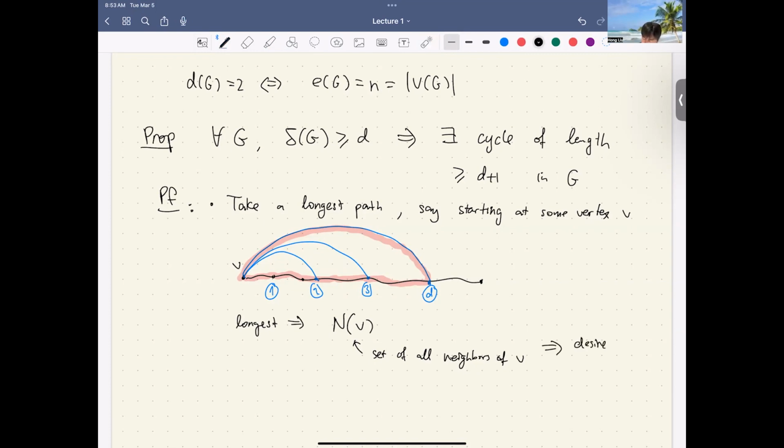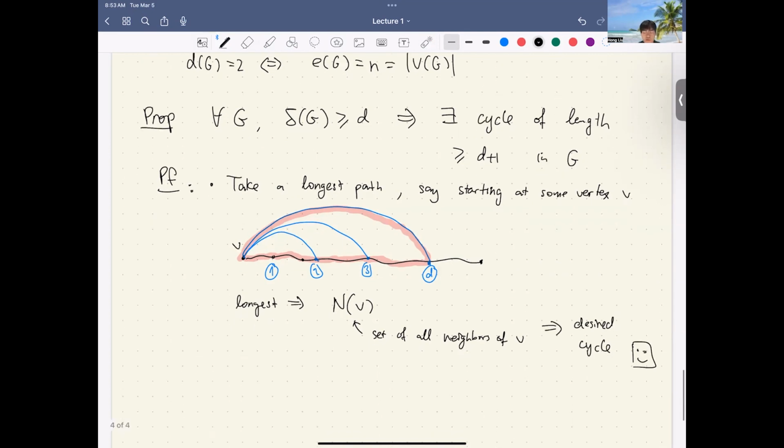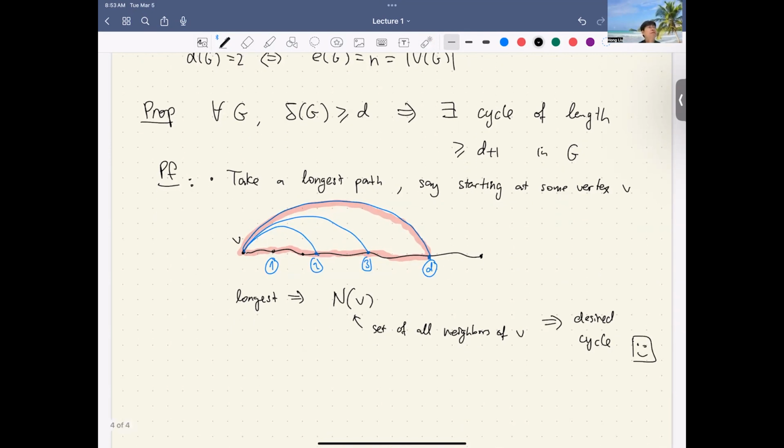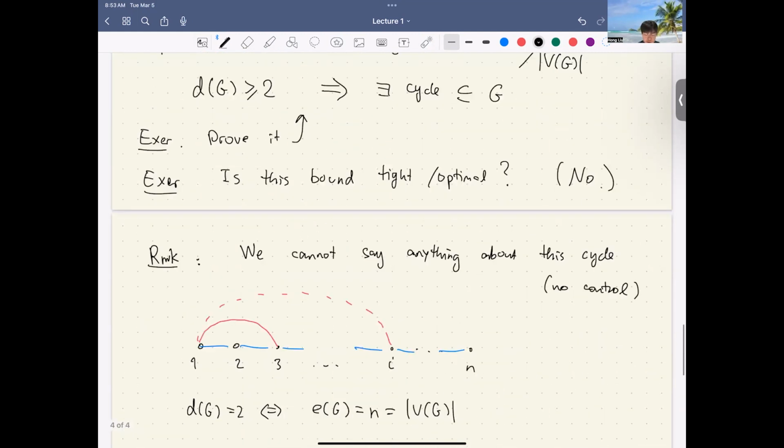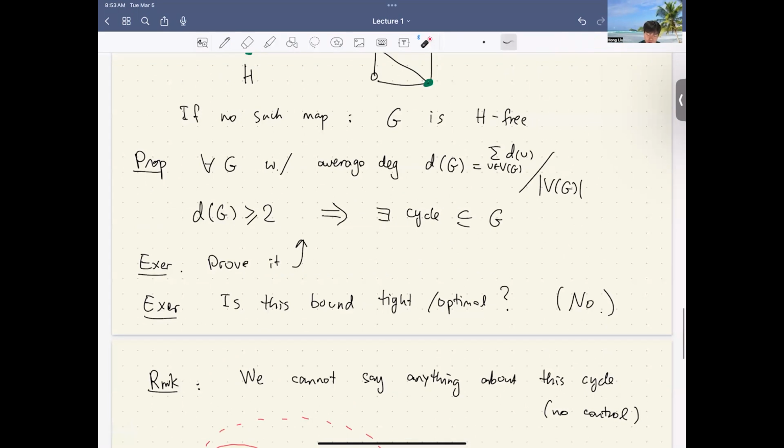Desired cycle. Okay, very simple. What can we do after this? Anyone? Is this bound tight, right? That's the first question we were trying to practice before. Remember here, is this 2 optimal? We can ask the same thing here.